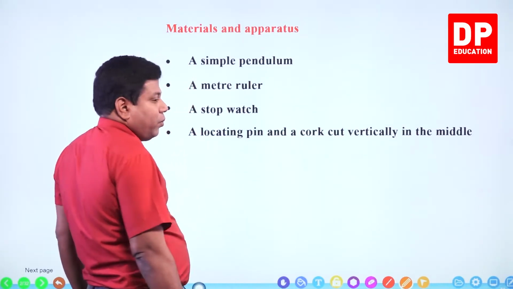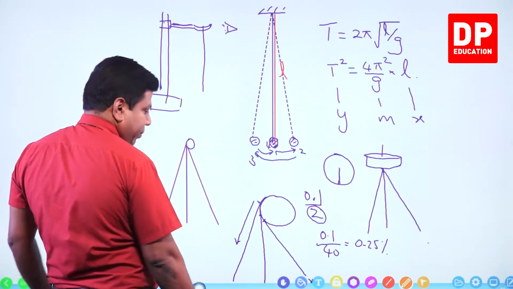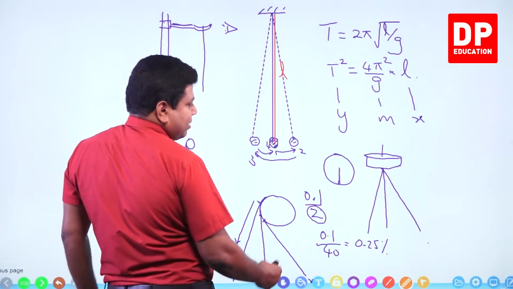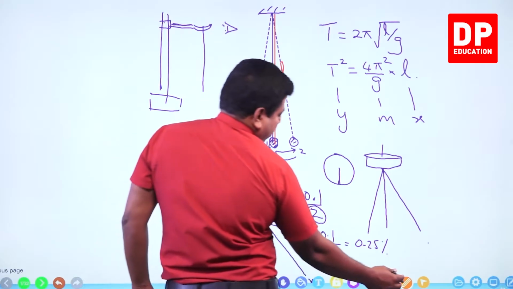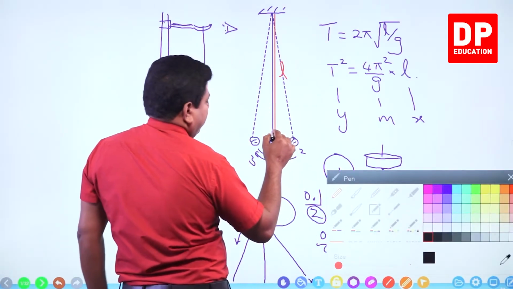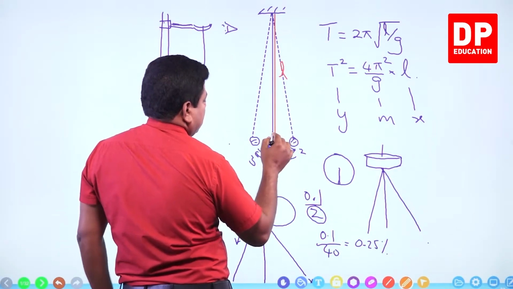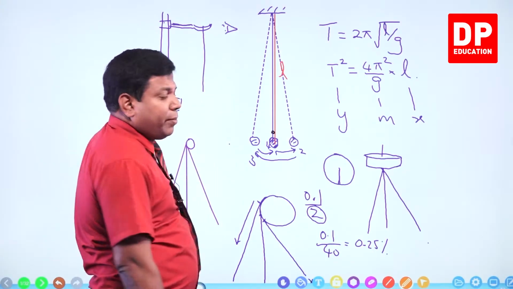A locating pin, what is this locating pin? When it oscillates like this, perpendicular to this, we will keep a pin here, somewhere around this point. What is the purpose of that pin?